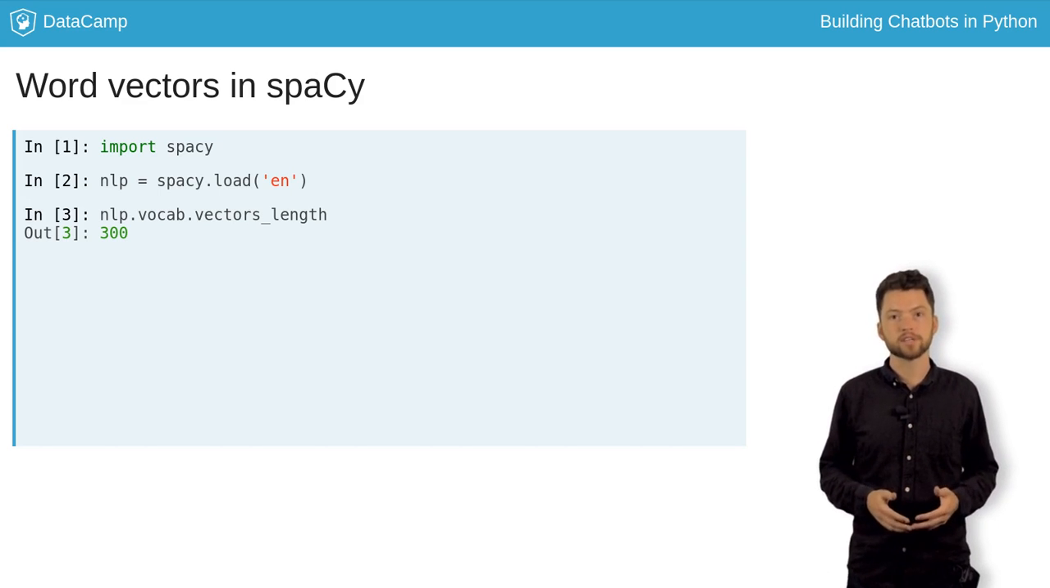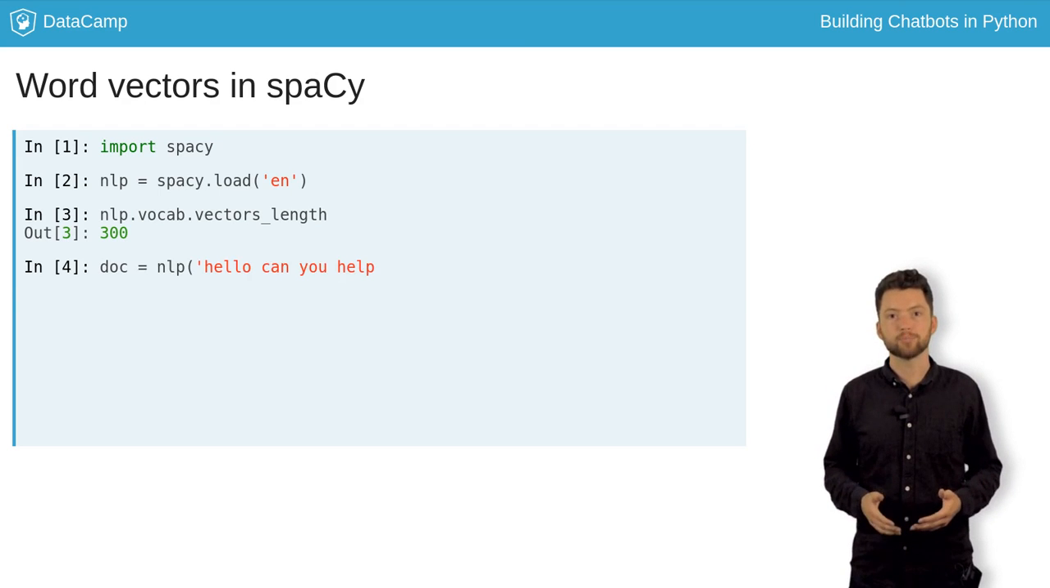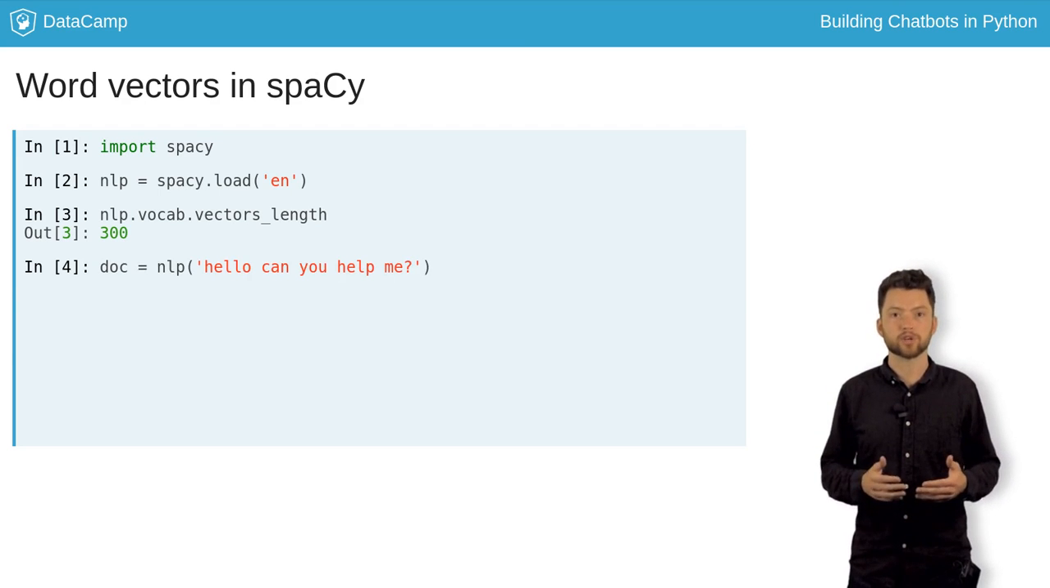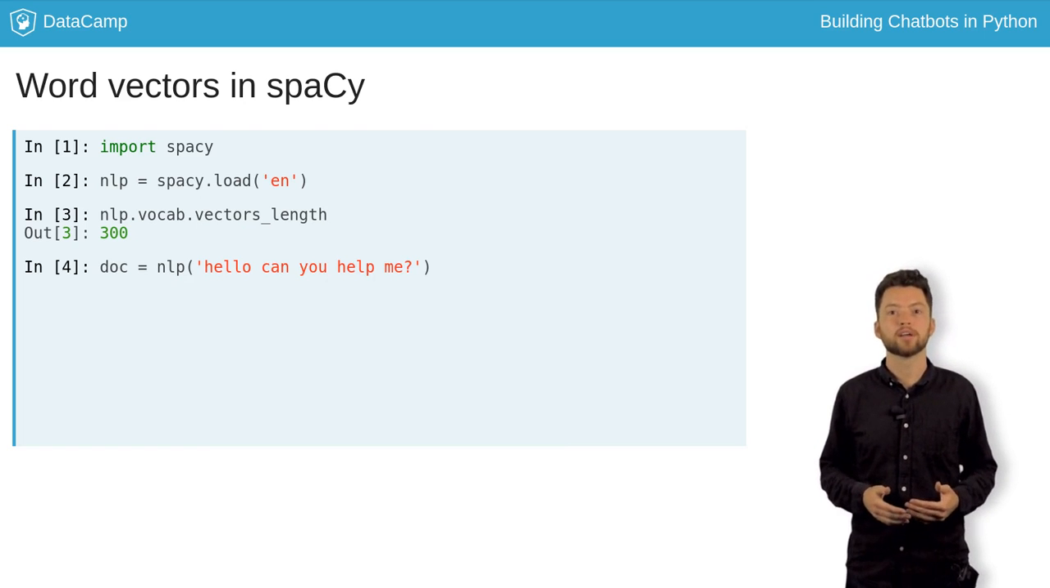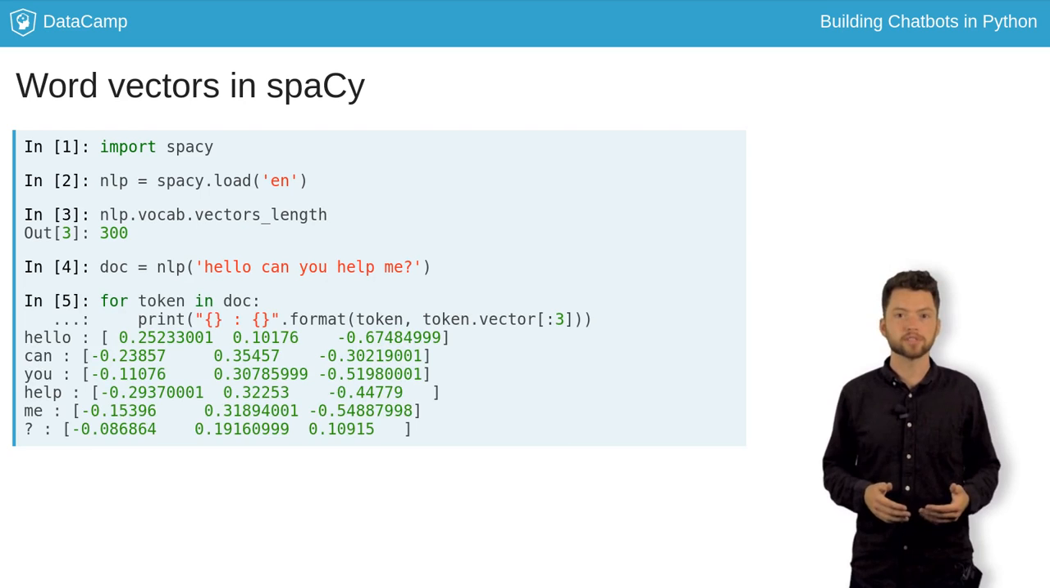To see these vectors, we first pass a string to the nlp object. This creates a document. We assign this the name doc. The document produces an iterator over the tokens in the string. A token is either a word, a partial word, or a punctuation mark. We can iterate over the tokens and access their word vectors using the token's vector attribute. Here, we've iterated over the tokens and printed the first 3 elements of each's word vector.